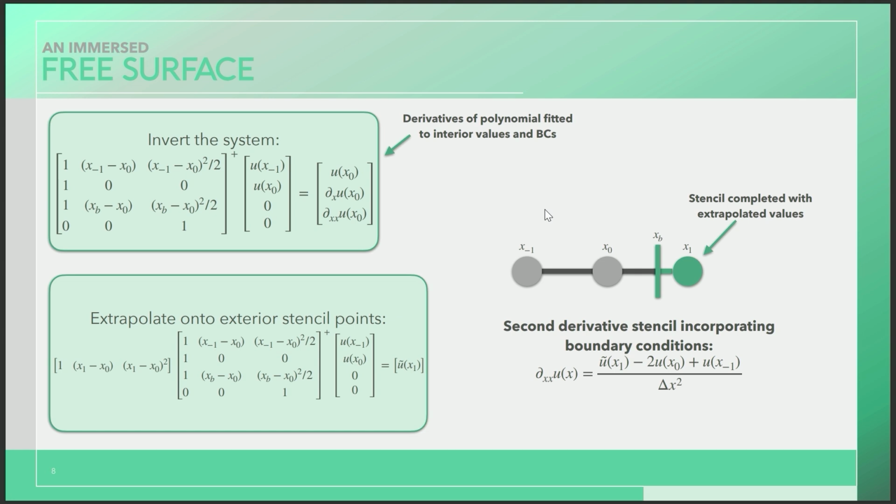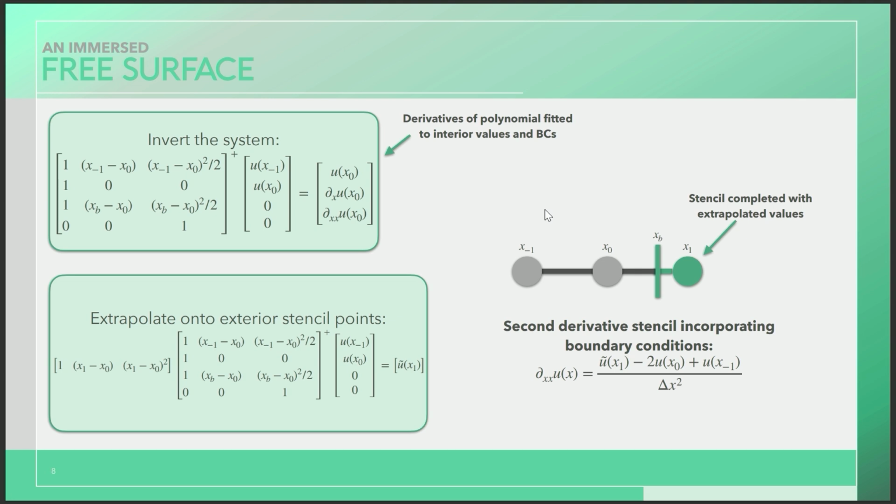But ideally, we don't really want to be switching up the derivatives. We kind of want to just get a value for this. So effectively, by doing this, we've fitted a second order Taylor series polynomial, in this case, to our interior data and our grid points. And we can just extrapolate that out onto this final point of the stencil.